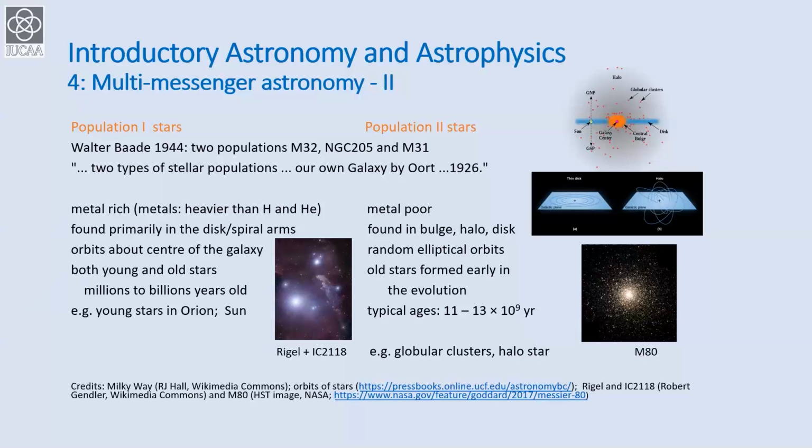They could have random elliptical orbits, for example, those in the halo, as the slide in the middle shows. They could pass through the galaxy, go back, and although these halo stars or halo objects may pass through the disk of the galaxy, most of their time is spent outside the galactic plane. And since they were formed before the medium from which they formed was enriched with metals, they're metal poor. Examples include the globular clusters and the halo stars.